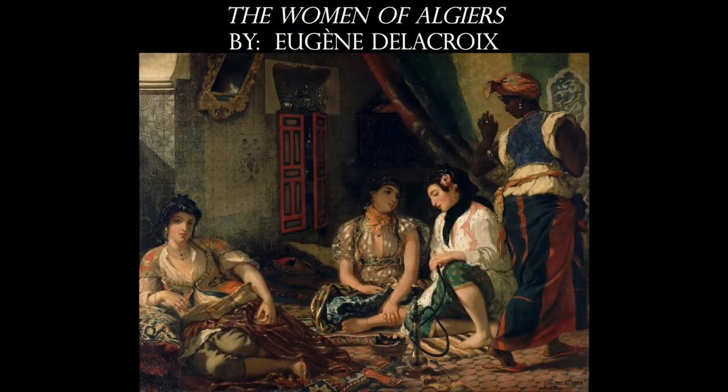This is the image I have on the study guide, The Women of Algiers by Jean Delacroix. And this artist places pattern everywhere. We see it along the back walls, the doorways, the flooring, the carpets, the clothing, and also like the pillows that these women are resting on. Pattern just is everywhere and it exudes from this painting.